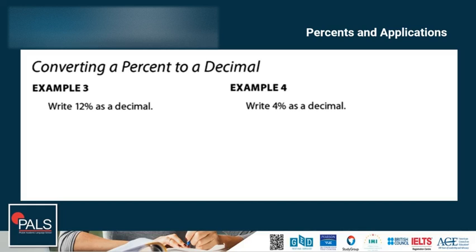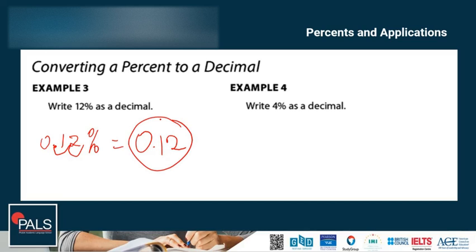Example 3, write 12% as a decimal. Let's write 12. Again, all we need to do is move that decimal point 2 places to the left. So we have here 1, 2, and 0. So the answer is 0.12.